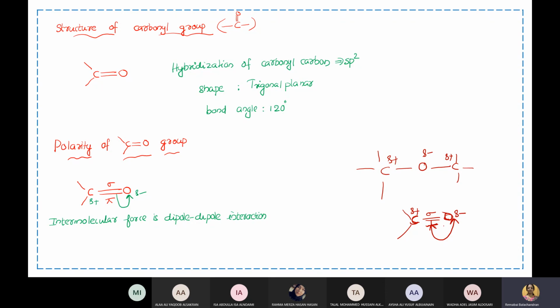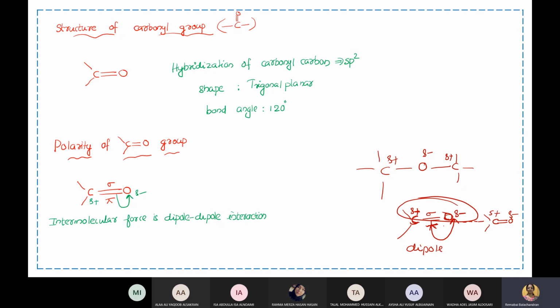So between two polar molecules, one molecule has this positive and negative charge, and another molecule will also have the same negative and positive. So this negative will attract this positive. So this attraction, it has two poles.